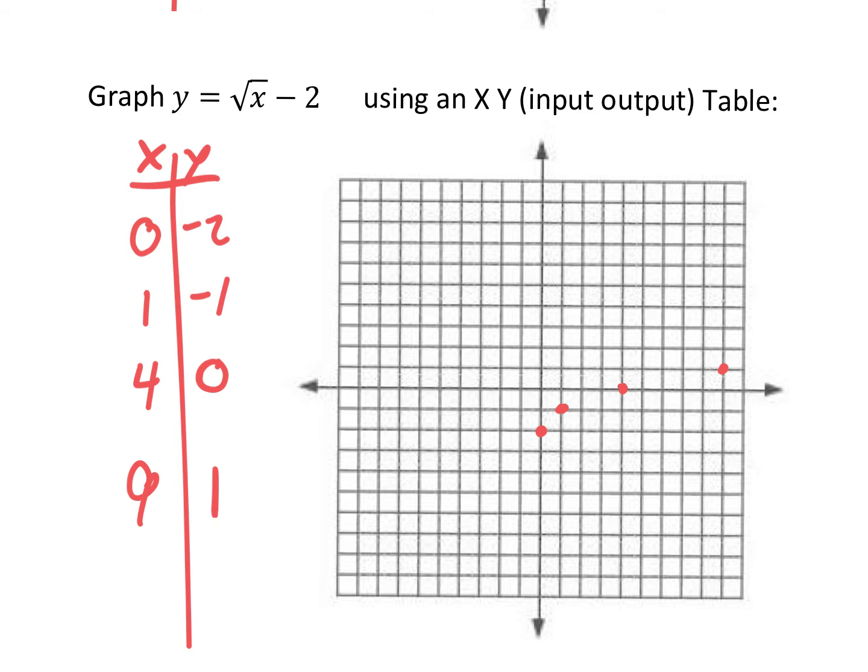So what if we compared this one to the parent graph y equals square root of x? That was the first one up there. It got shifted 2 units lower, right? The original one had the square root of 0, 0. It had the square root of 1 is 1. It had the square root of 4 is 2. And it had the square root of 9 is 3.